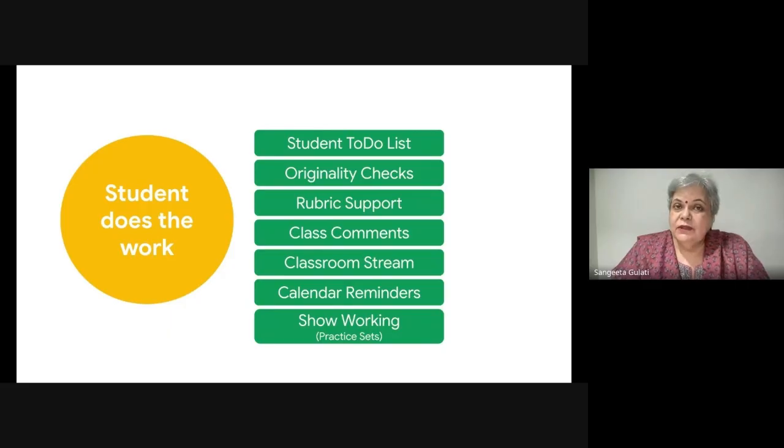When the student is doing the work, what kind of support do they get? There is always a to-do list. Always very helpful, because students do forget what they're supposed to do. They have 5 subjects to manage. So would they be able to keep up with that? So there is a to-do list. They also get a chance to use originality checks at least thrice in an assignment to make sure that their work is authentic, and that wherever they've used any resources, they have been cited correctly. So that is where originality checks come in.